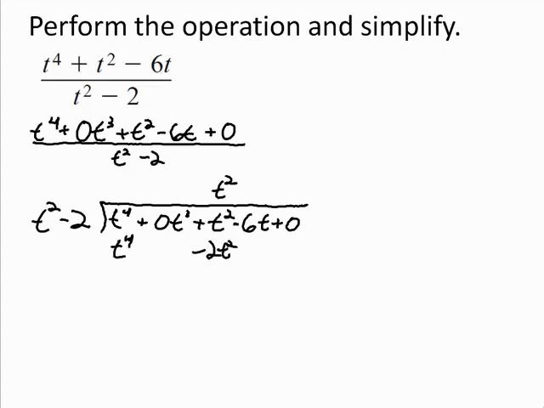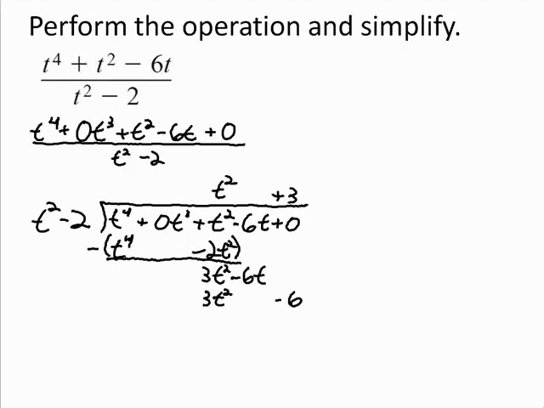Subtract these terms from the first three terms of the dividend. The difference is 3t squared. Bring down the next term of the dividend. Now divide the first term of this expression by the first term of the divisor. 3t squared divided by t squared is 3. Multiply 3 by the divisor. 3 times t squared minus 2 is 3t squared minus 6.